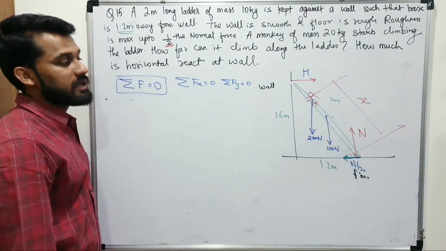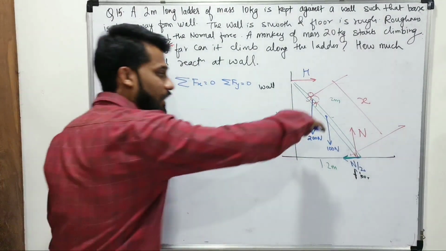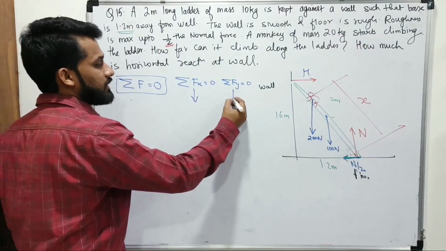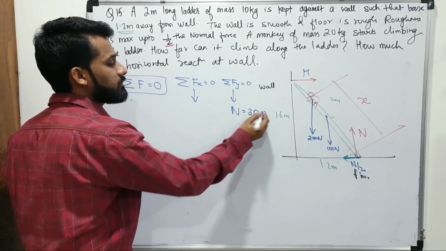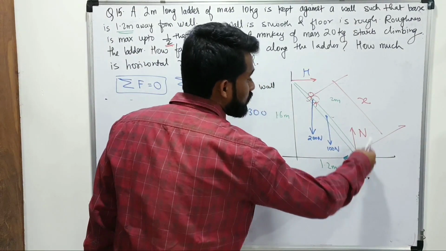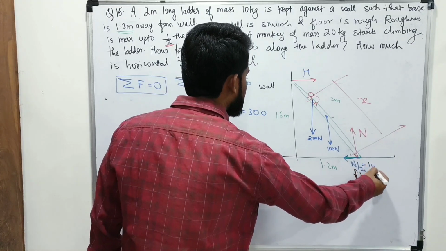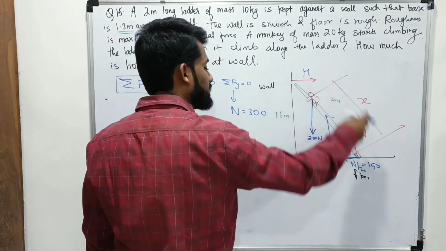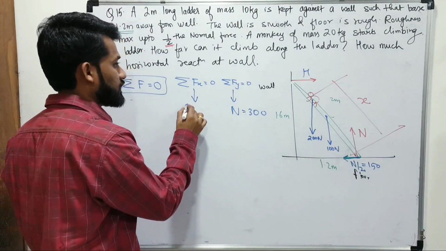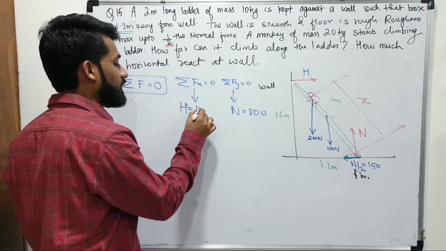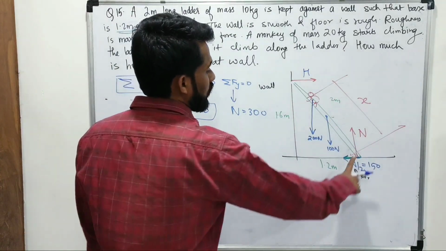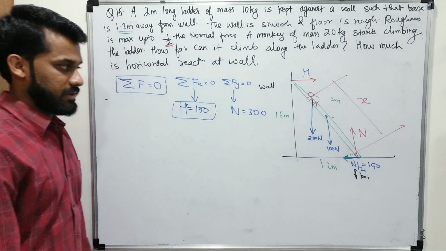Right? So the vertical forces should be 0. Means if downward is 300, upward should be 300. From this you will get N equal to 300. And the friction is maximum up to half the normal reaction. So the friction should be 150. 150 will cancel out, so even this one should be 150. So the horizontal reaction should be 150 N. The normal reaction at the floor should be 300 Newton.